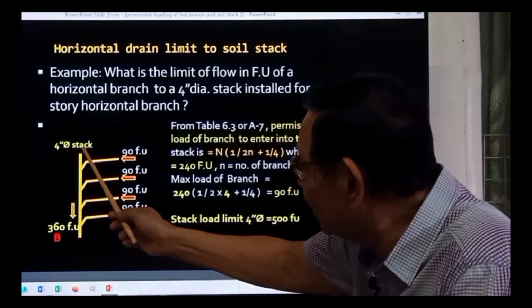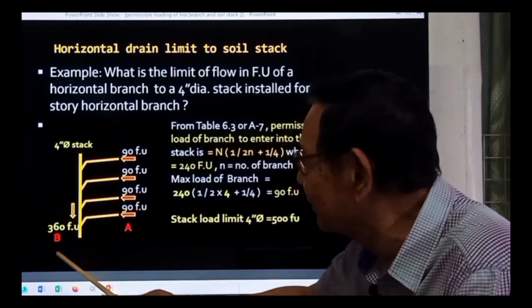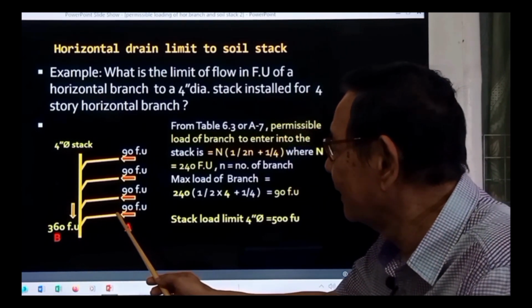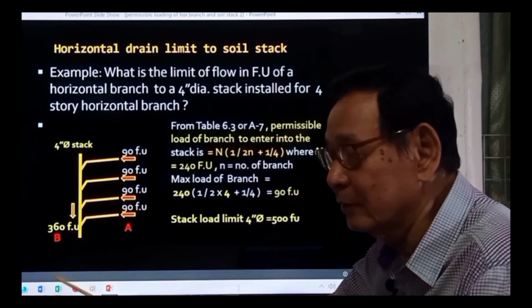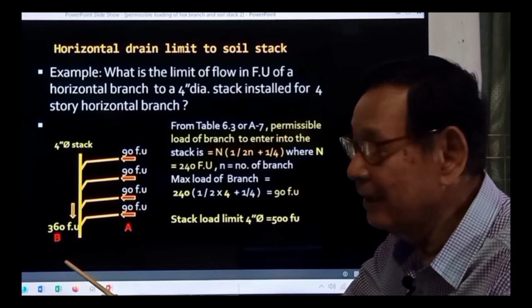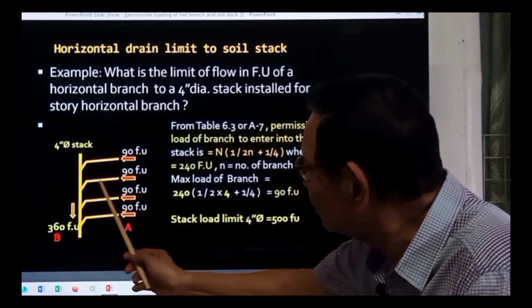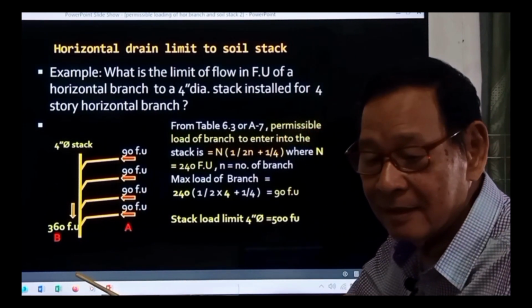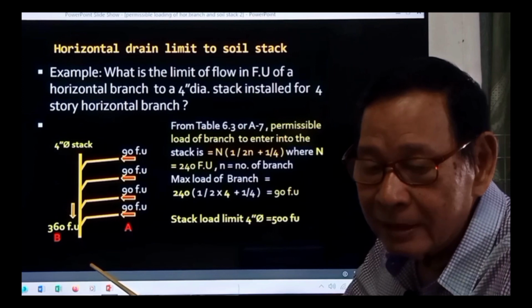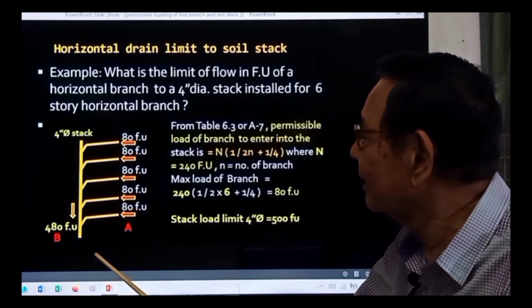So how much is the loading here? It is 360 only, because 90 times 4 is equal to 360. That is how we load the horizontal branches. Okay.